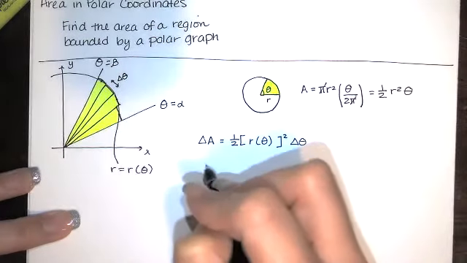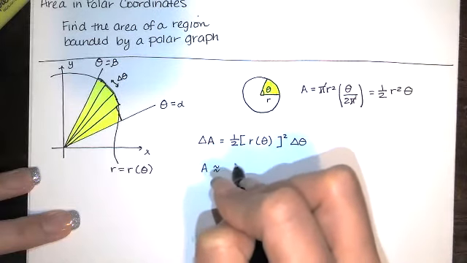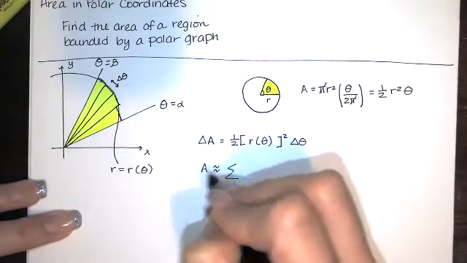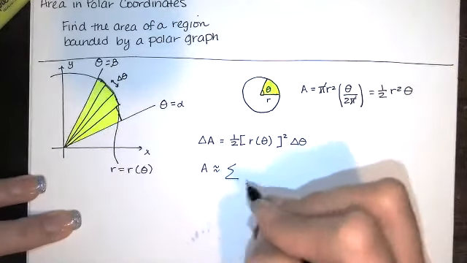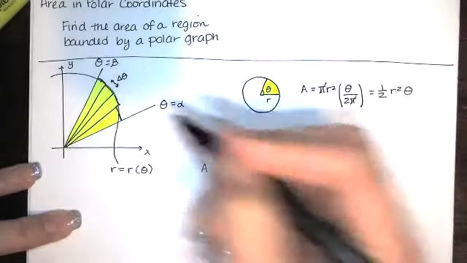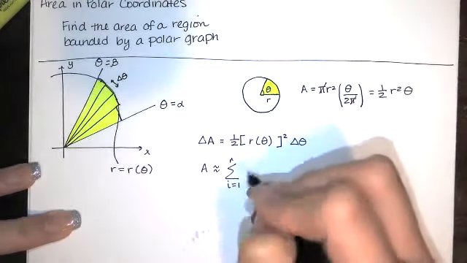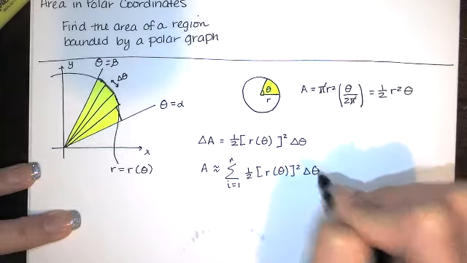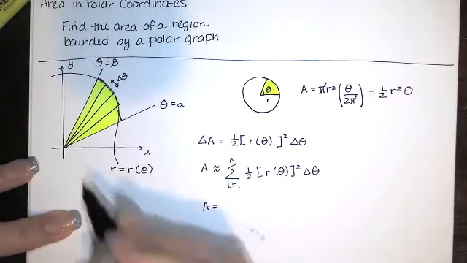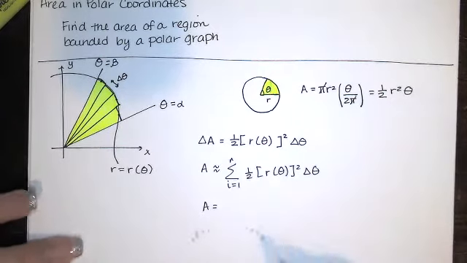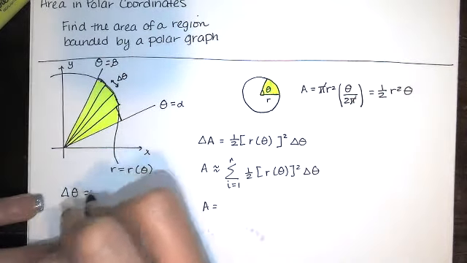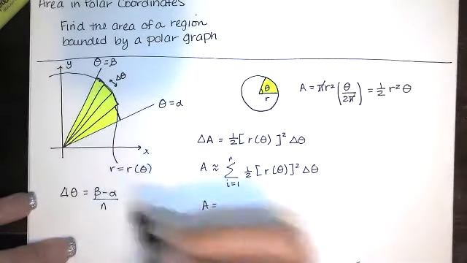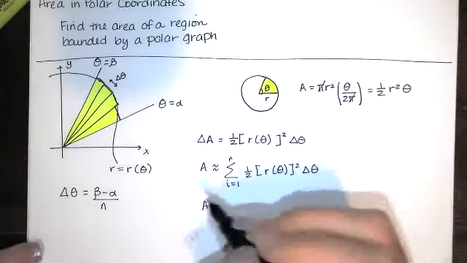And if I want the total area, I just add those up. I have this area plus this area plus this area plus that area, and that's going to be approximately equal to the area of the yellow region right there. If there are n little pieces, we'll sum as i goes from 1 to n. And if I want the exact area, I want to take the limit as the number of pieces goes to infinity. This is where delta theta is beta minus alpha, just a finite number divided by n. So as n goes to infinity, delta theta will go to 0.